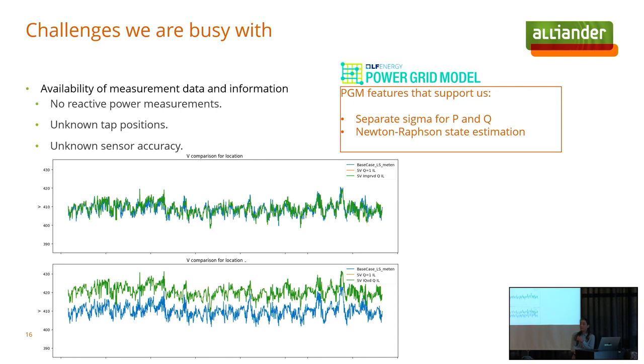But there are also a lot of developments in the power grid model that help us deal with this issue. For example, if we have active power measurements but we don't have the reactive power measurements, then we can assign different uncertainty to these two measurements and get more accurate results. Also, having the Newton-Raphson state estimation helps with our calculations, among other things that are available.